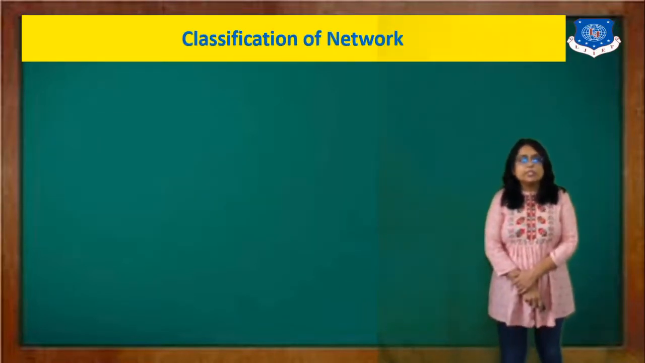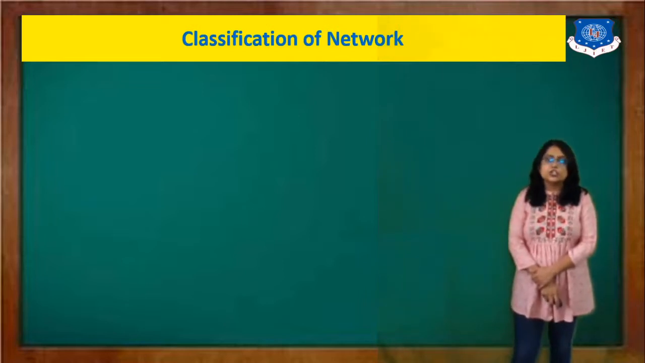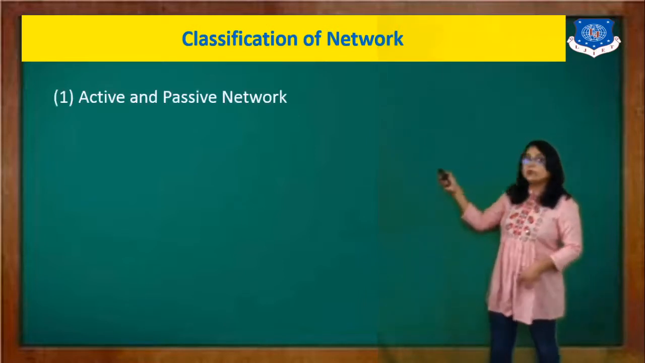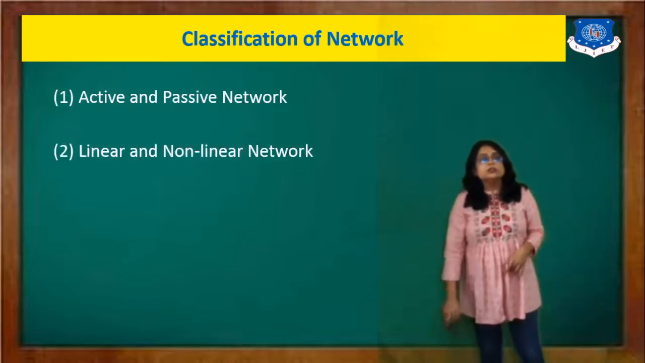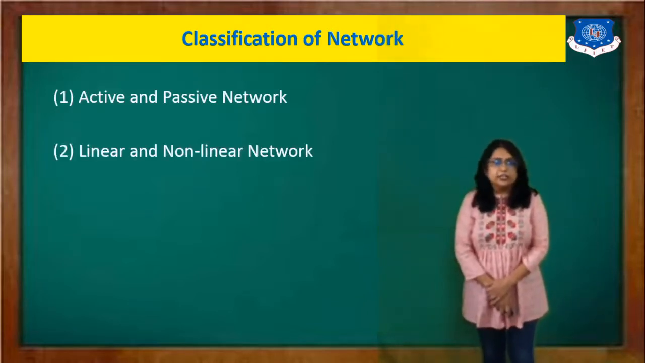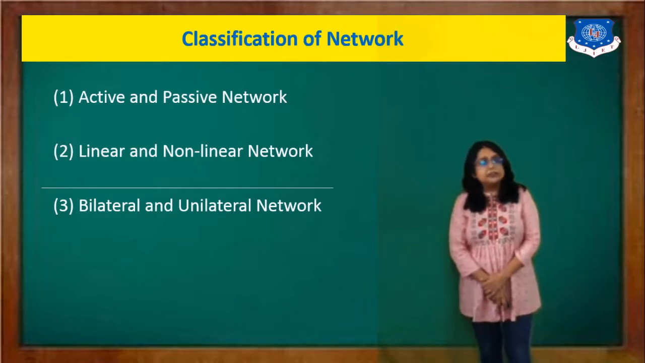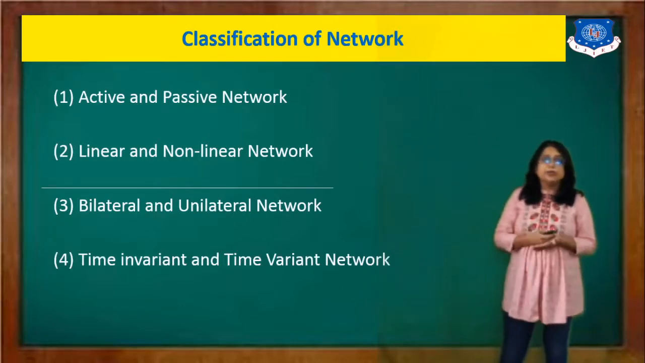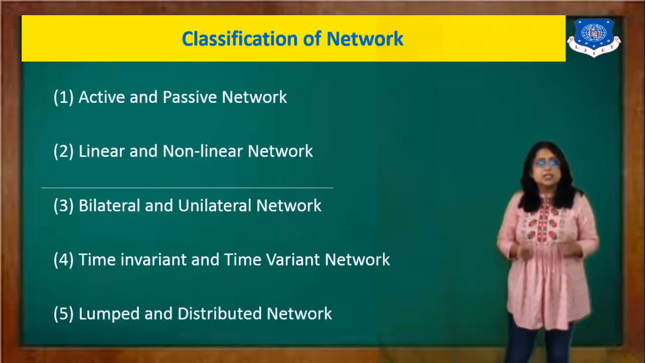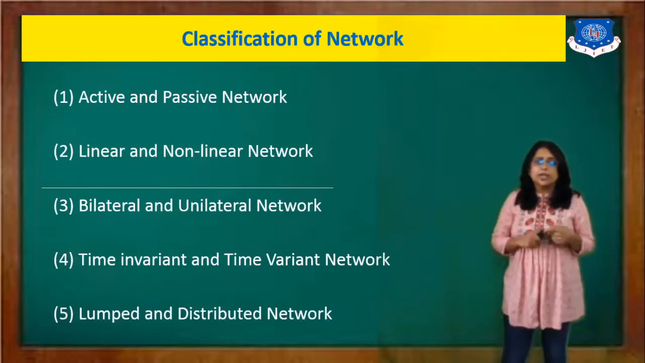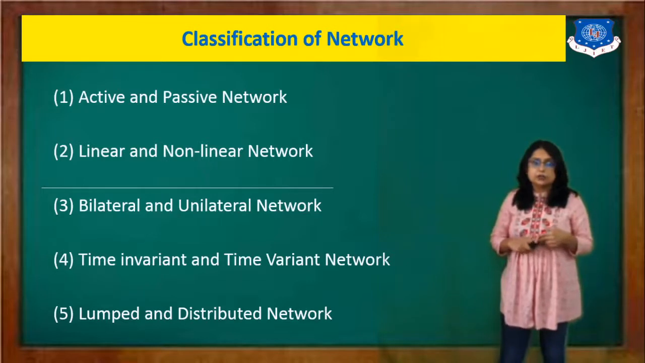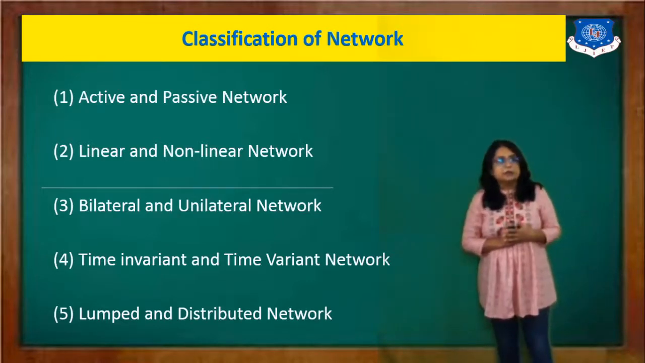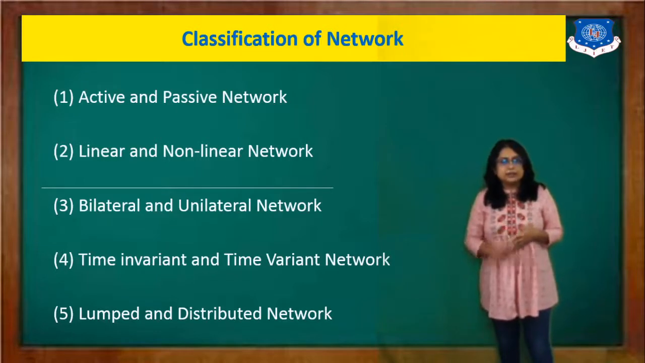Now next topic is the classification of network. Then we will see what is active and passive network, then linear and non-linear network, bilateral and unilateral network, time variant and time invariant network, and the last type is lumped and distributed network. See, these definitions can be asked in your exam. So one by one we will see that.